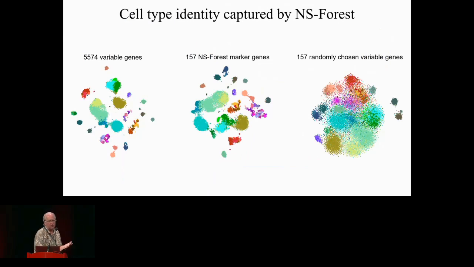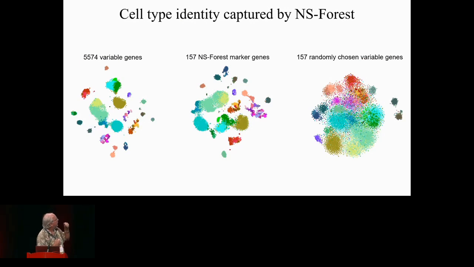So this is the original Tisney embedding that we generated from the original clustering result. What we did was we said, okay, let's see what happens when we repeat the embedding using just the 157 NS4S markers, the minimum set of marker genes. And that's what you see in the middle figure. You can see that this closely recapitulates the embedding structure.